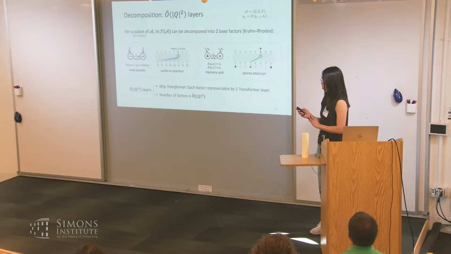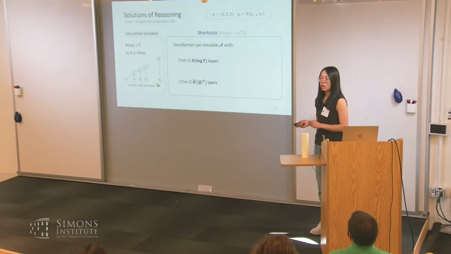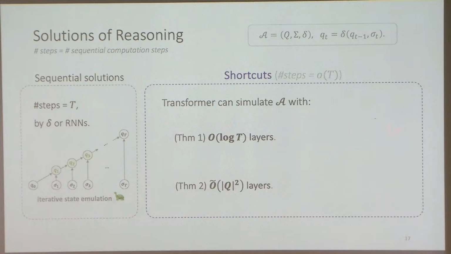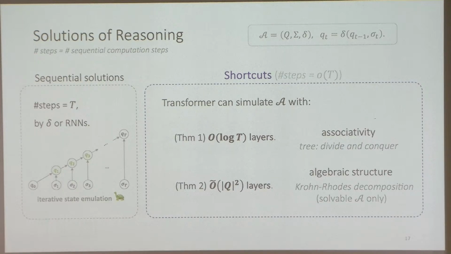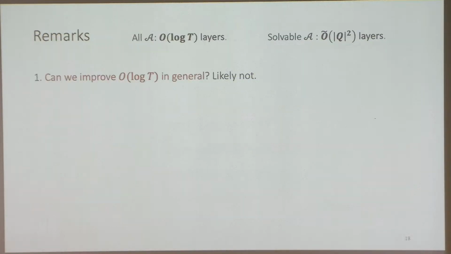Okay, if there are no more questions, that's the end of the first part. We saw two solutions. One is the log T-layer solution, which used the fact that function composition is associative. For the other solution, we have Q-squared layers, and this uses the structure of the transformation semigroup. One question we can ask is, can we do better than log T layers in the general case? And the answer is likely not.